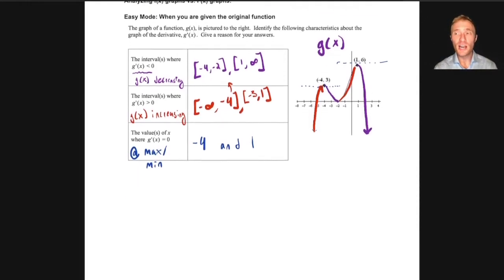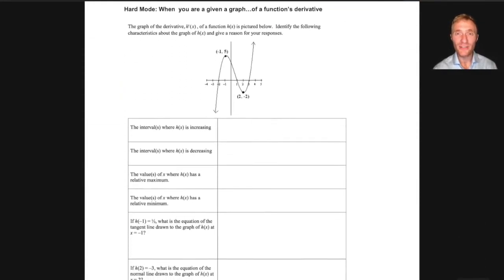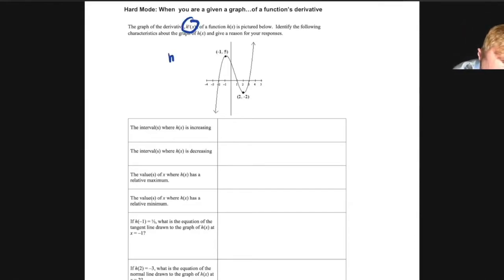And you have to be really careful just to notice when that is happening. So this is hard mode, when you're given a graph of the function's derivative. The first thing I do when I read one of these problems, I see that I'm given a graph of the derivative. I write that right here just to make sure I know that this is the derivative of h of x. This is not a graph of h of x. I repeat, this is not a graph of h of x. It is a graph of its derivative.